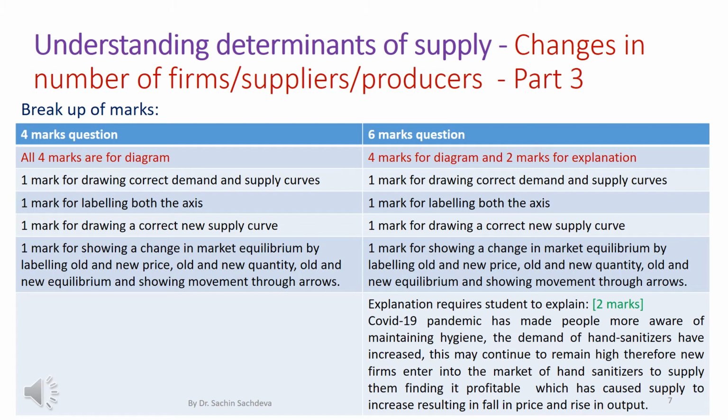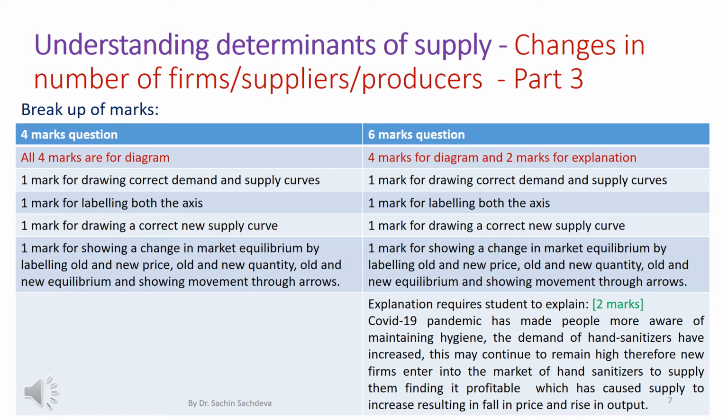1 mark for labeling both the axes. You have seen horizontal axis quantity, vertical axis price. Mention the product about which the question is. 1 mark for drawing a correct new supply curve. The new supply curve in this question is shifted to the right. If the question is different, it may shift even to the left, depending on the change in the given determinant of supply.